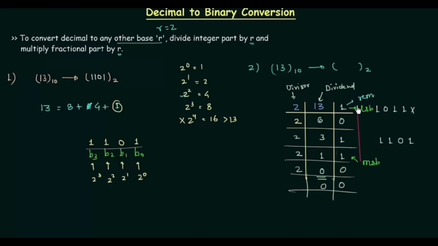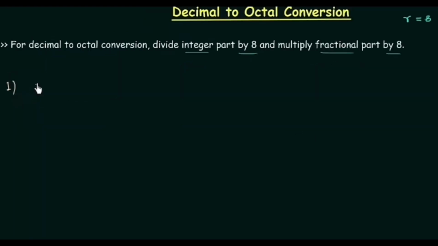We have to start looking from the bottom, and we have to go up like this. So this is the second method, and the result is obviously 1, 1, 0, 1. The decimal number is 112. This is in decimal, and we want the octal equivalent of 112.